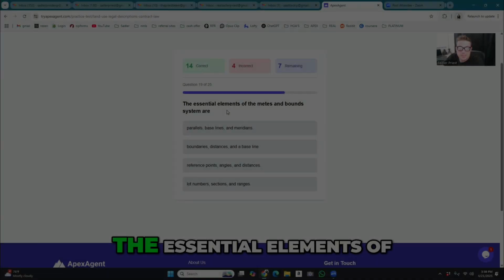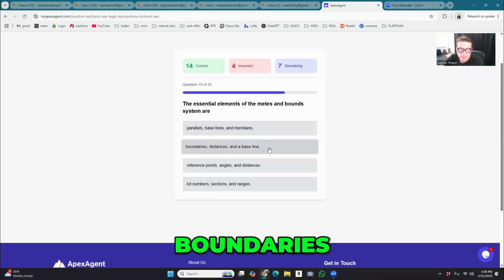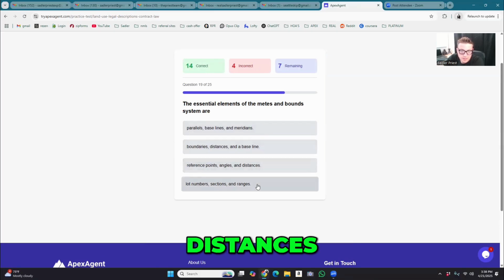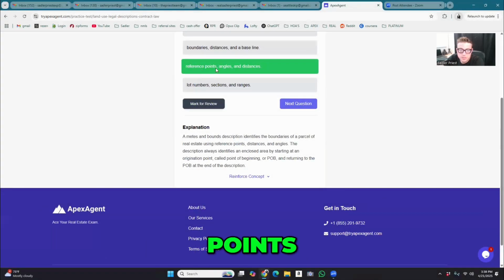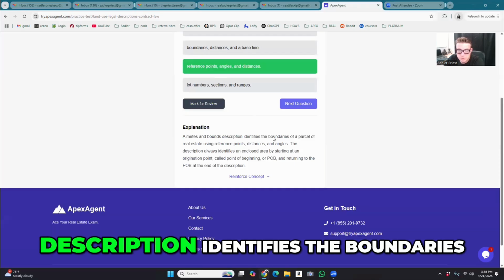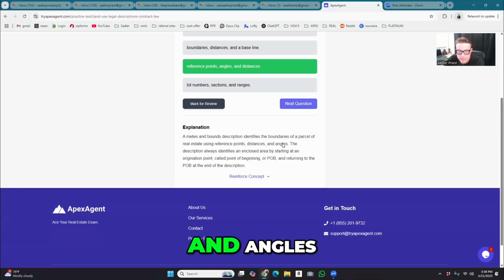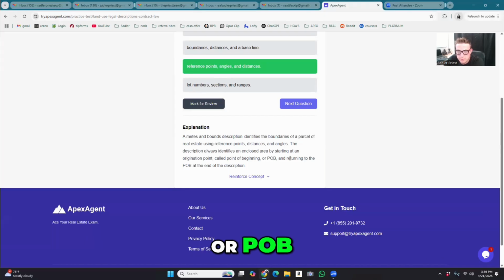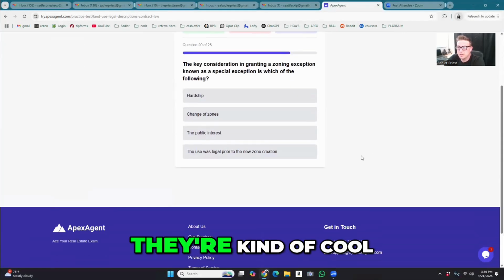The essential elements of the metes and bounds system are parallels, baselines, meridians, boundaries, distance, and baselines, reference points, angles, distances, lot numbers, sections, and ranges. Metes and bounds, it's reference points, angles, and distances. A metes and bounds description identifies the boundaries of a parcel of real estate using reference points, distances, and angles. The description always identifies an enclosed area by starting at an origination point called the point of beginning or POB and returning to the POB at the end of the description. Look at a deed if you ever get the chance. They're kind of cool to read.